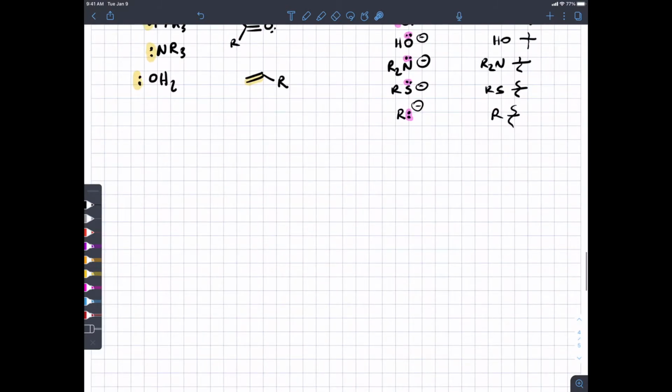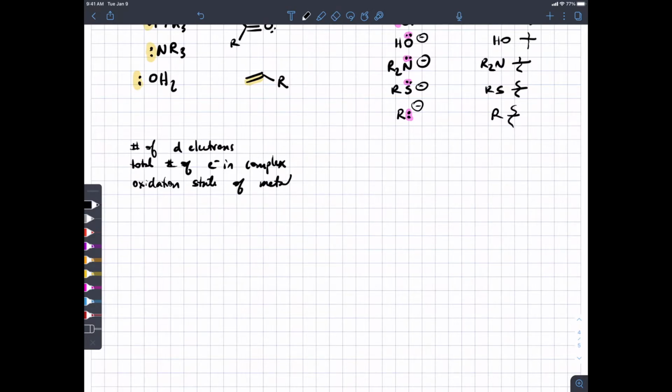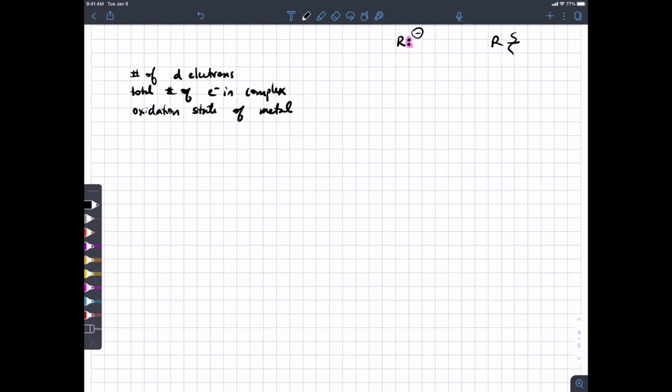And our goal for each is we want to determine the number of d electrons, the total number of electrons in the complex, and we want to determine the oxidation state of the metal. Okay? So let me begin with cobalt, with a cobalt complex.